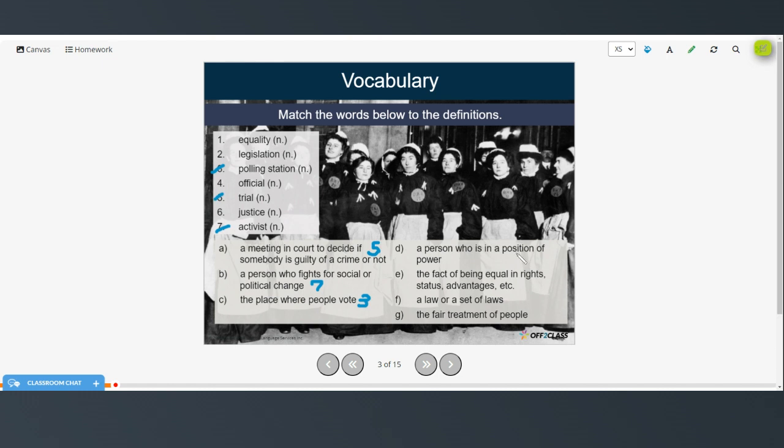A person who is in a position of power, that would be number 4, an official. The fact of being equal in rights, status, advantages, etc., that would be number 1, equality. A law or set of laws is number 2, legislation. And the fair treatment of people is number 6, justice.